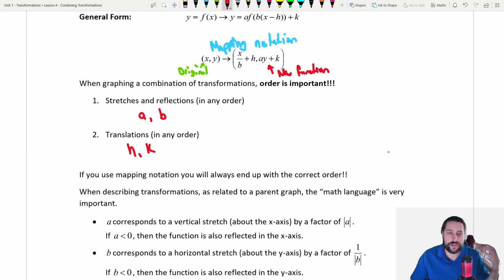Okay, so this makes it easier for us to actually go ahead and graph it in the order. So for example, we'll graph it in the order of x first. So it'll be x over b plus h, and then a times y plus k. So that's what we will do. We'll do it in terms of x's first, and then we'll do the y's second, okay?